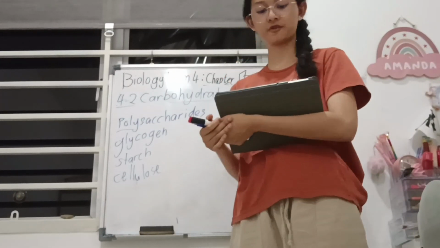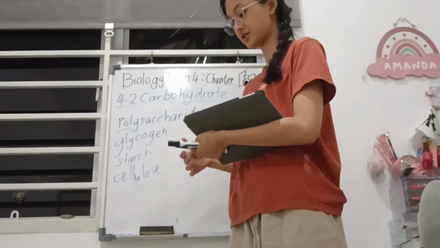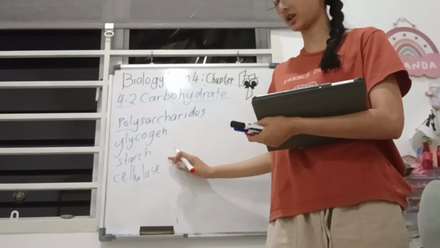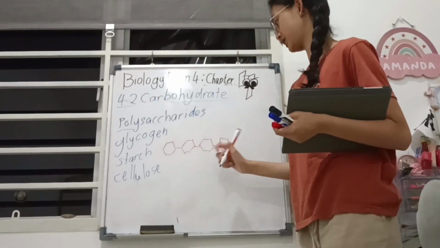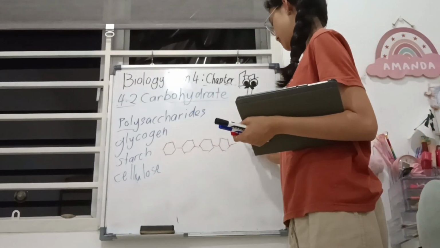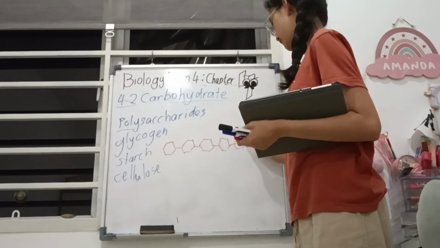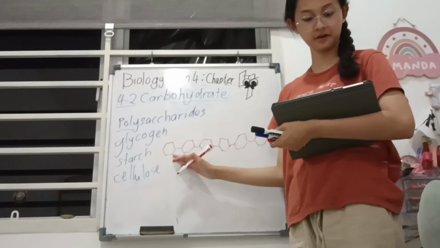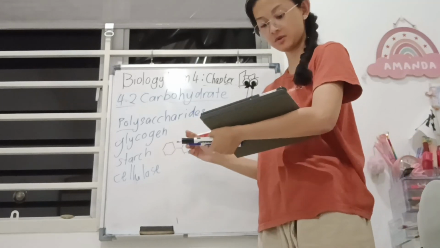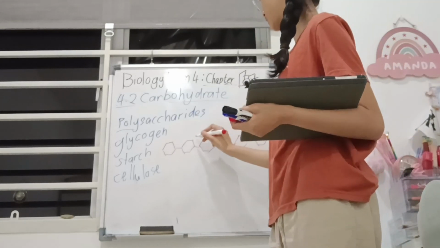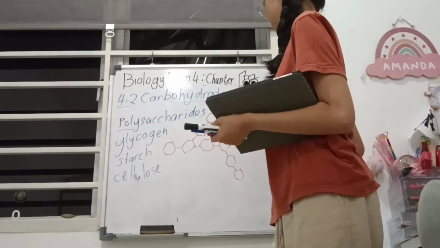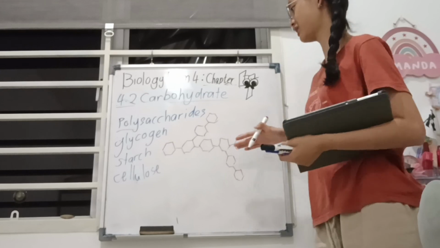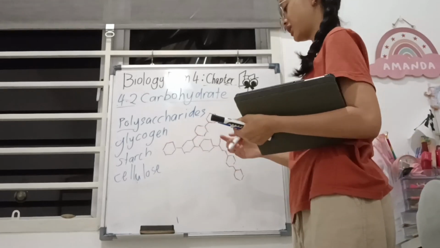So the structure of these polysaccharides. We'll start with starch first. This is the monomer for starch. The monomers are in a straight line connected together. So this is starch. And then for glycogen, it has branches. This is glycogen. So starch just now doesn't have these branches. It's in a straight line. And for glycogen, it has branches.